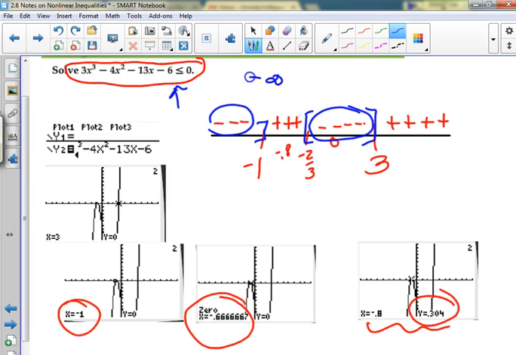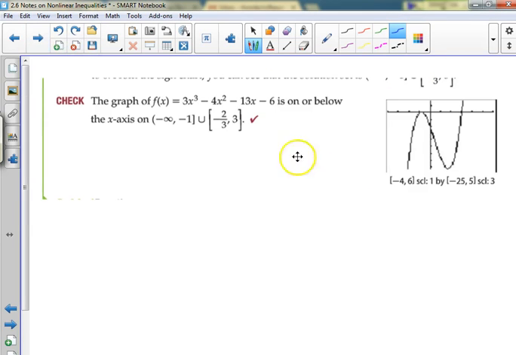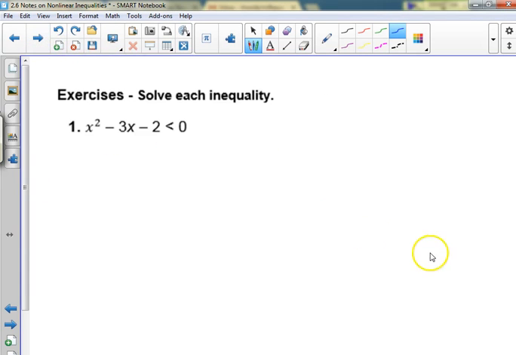So I would write negative infinity to -1, and, whoa, -2/3 to 3. All right? Let's try, which is what we got. We did it right. We're good. Okay. Let's try this one on our homework. Does this factor?